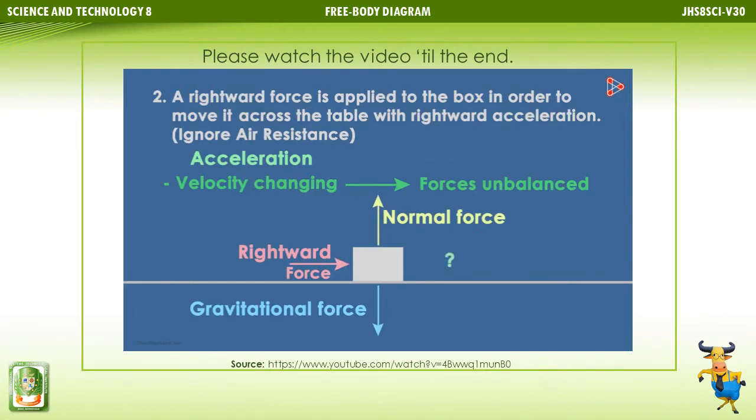Will there be any leftward force on the box? As we've been asked to ignore air resistance, it will only be the force of friction acting towards the left. And because the box is accelerating towards the right, it means that the force of friction is lesser in magnitude than the applied force towards the right. And hence the size of the arrow of the applied force is bigger than that of the frictional force.